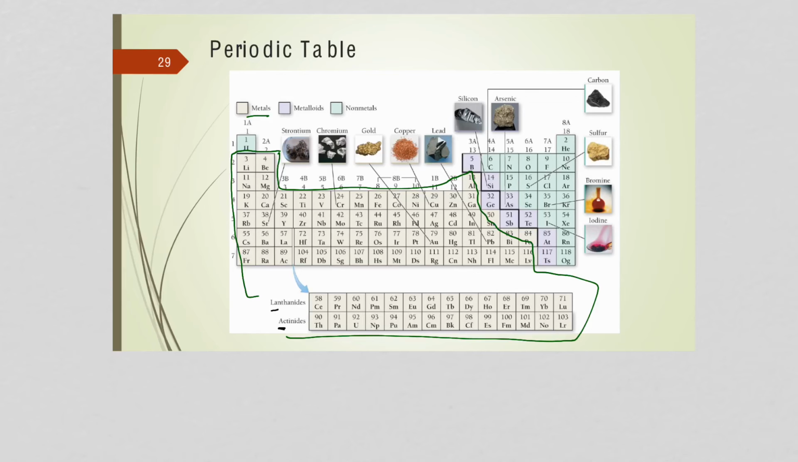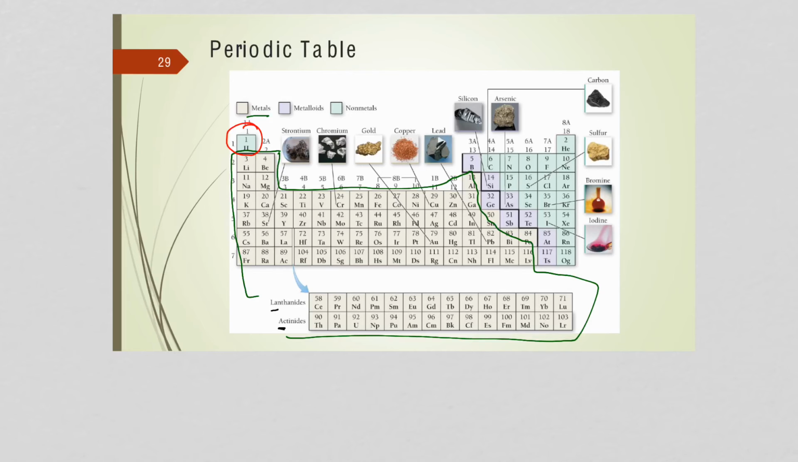We have nonmetals, right? These are the ones labeled here in green, and they make up the upper right-hand part of the periodic table. Now, hydrogen, of course, is usually placed over here, but it clearly falls into the nonmetal category.